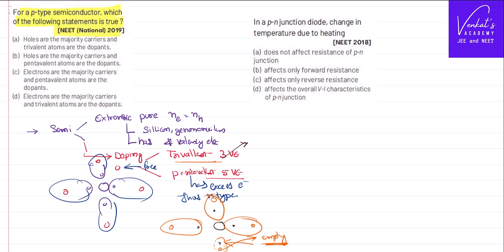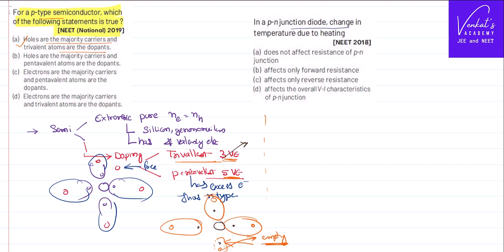Thus the p-type material has majority carriers of holes, and to get p-type we add a trivalent impurity. N-type has majority carriers of electrons, and to get that we have to add a pentavalent atom with 5 valency electrons. So the first option is the correct option: holes are majority carriers in a p-type material and trivalent is the dopant. That's as simple as a conceptual question, right? Let's have a look at the next question.